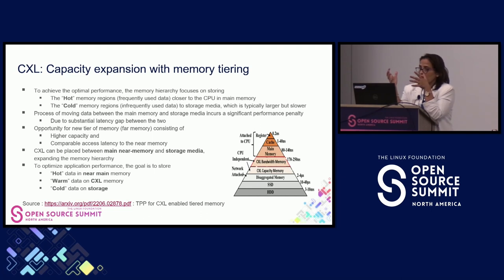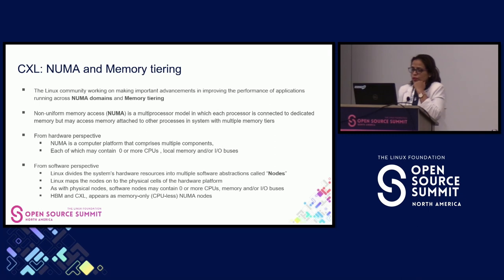The goal can be targeted in such a way that the hot pages remain in the main memory, the warm pages or warm data go into CXL memory, and the cold, infrequently used data can be moved to the storage. So here the NUMA domain, along with memory tiering, has been used for expanding the memory capacity.